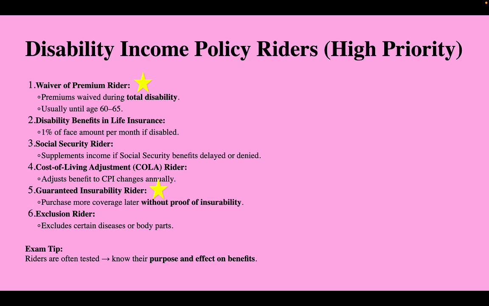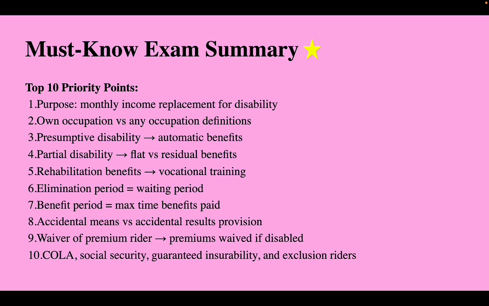Guaranteed insurability riders allow the policyholder to purchase additional coverage later without proof of insurability. Exclusion riders remove coverage for certain diseases or body parts. Knowing the purpose and effect of these riders is important for exam preparation. Slide 9. Must-know exam summary.